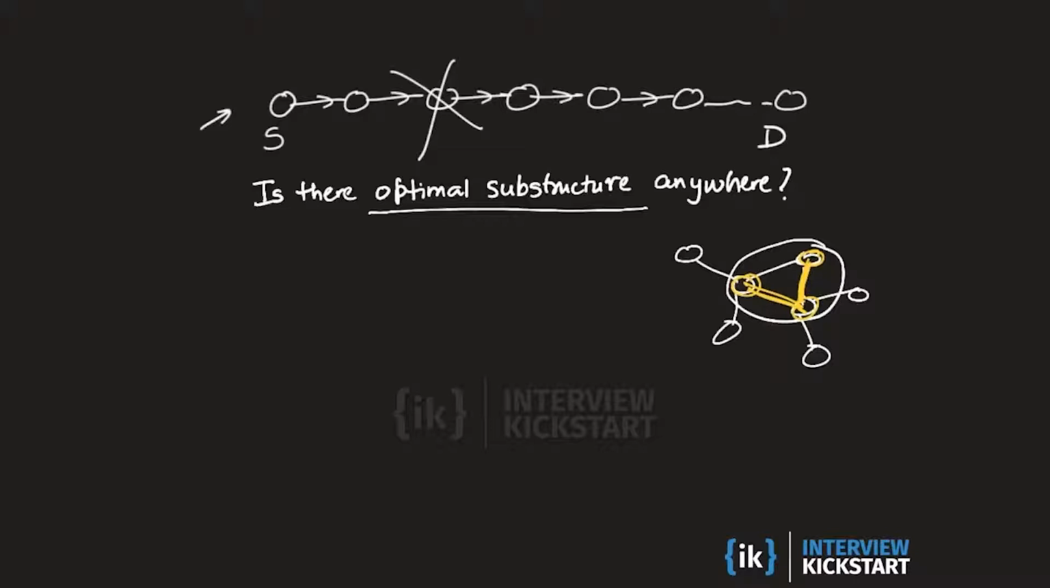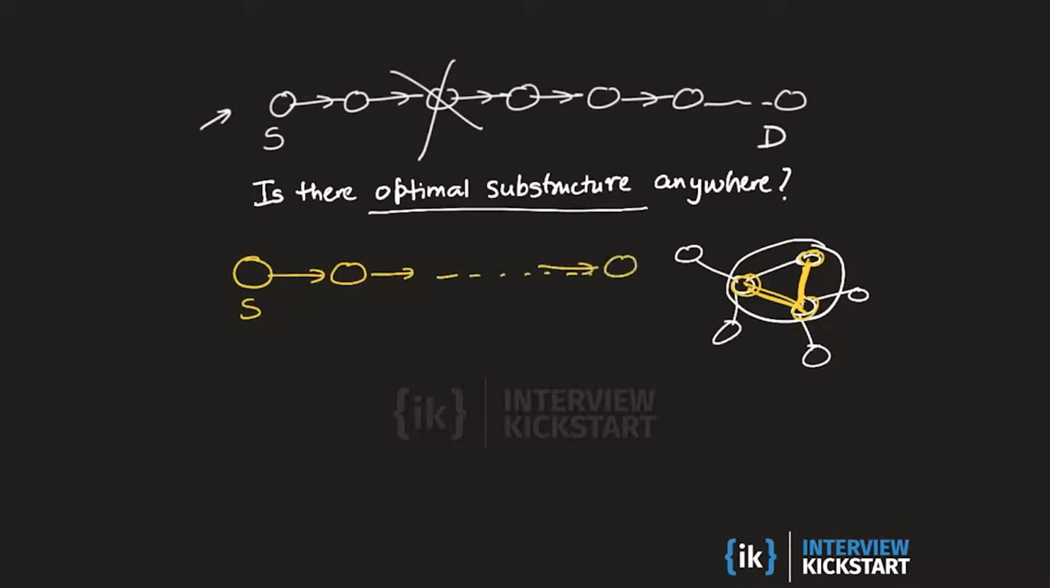We said that any local region of the minimum spanning tree must itself be optimal, must itself have been connected in a way that we have the lowest cost connectivity among the vertices in that local region. So is there something like that which applies to this particular problem, the problem of computing the single source shortest paths? Well, let's see.